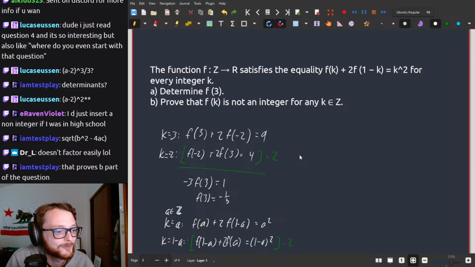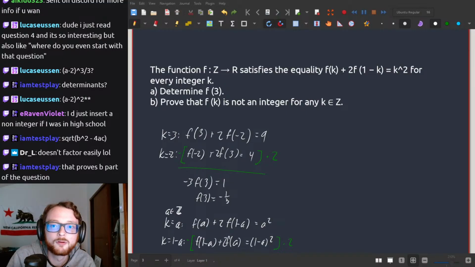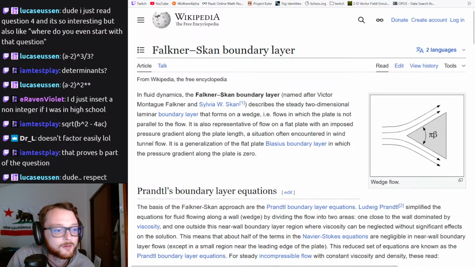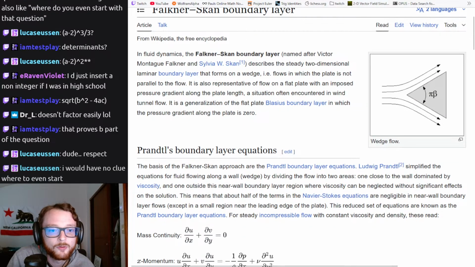Considered not an integer if I was in high school. There you go. Let's see what Aikido posted. Fiona's working on the well-posedness. Okay. Let's see. We'll at least read the other one Lucas called out too.